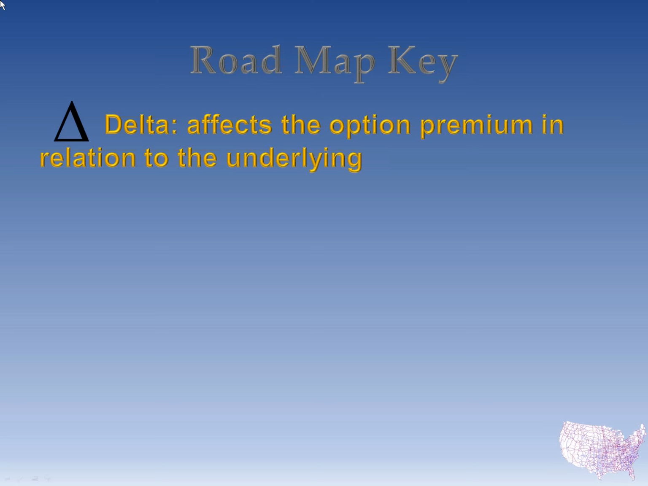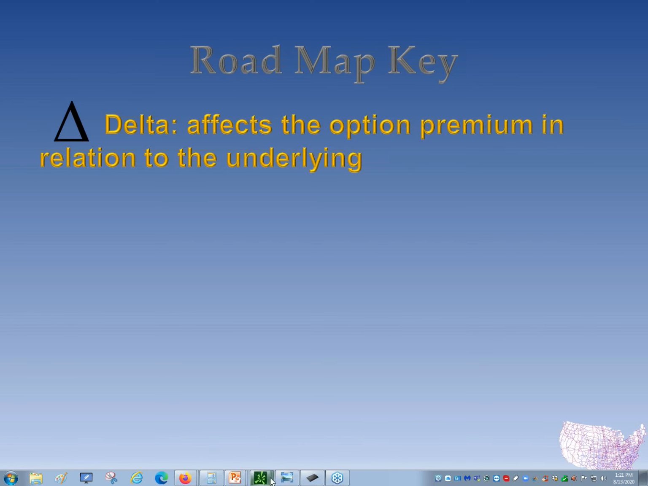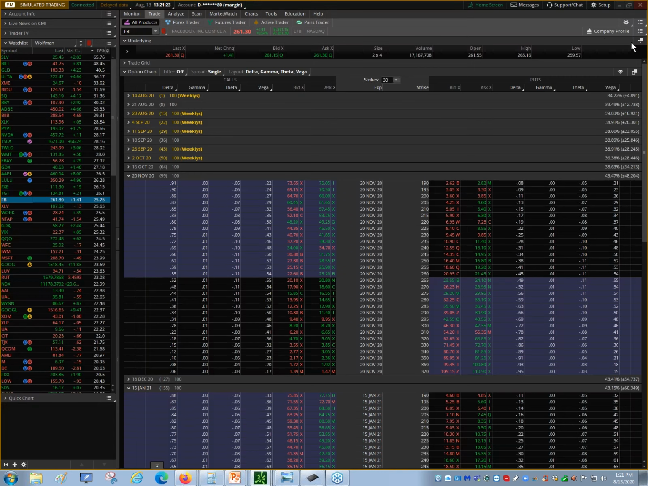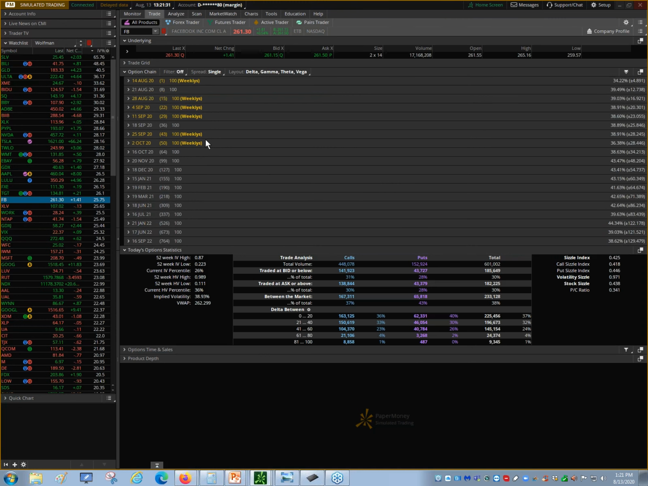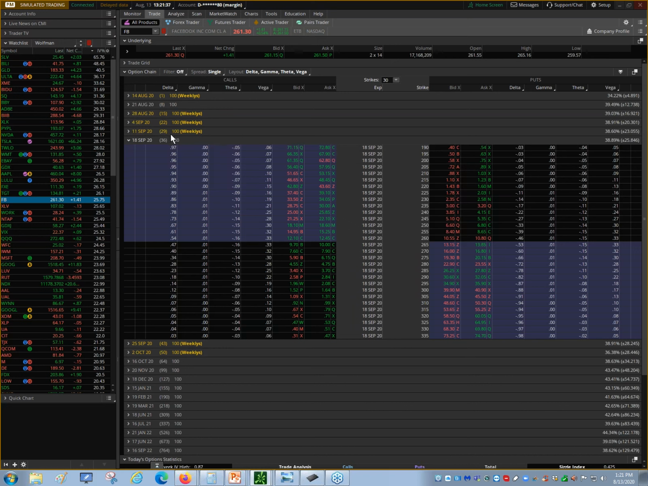You know, delta is something that affects that option premium in relation to the underlying. So when we're looking at an option montage, which if you ever hear me talking about the option montage, you're going to hear me talking about this page right here, where it has all of the different months or the different expiration cycles. When I usually talk about this, I'm going to go straight to 35 days to expiration. That's usually where the most volume and open interest is on any given underlying. It's the sweet spot, if you will, of volume and open interest.